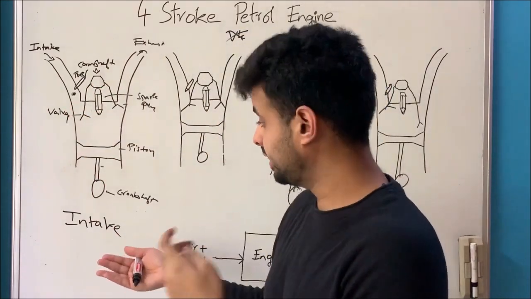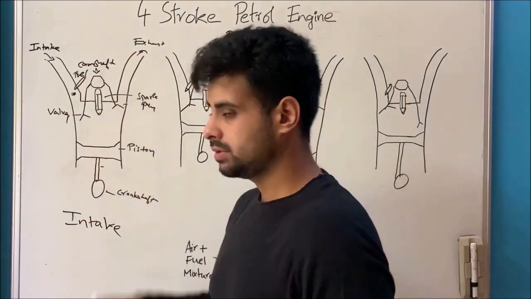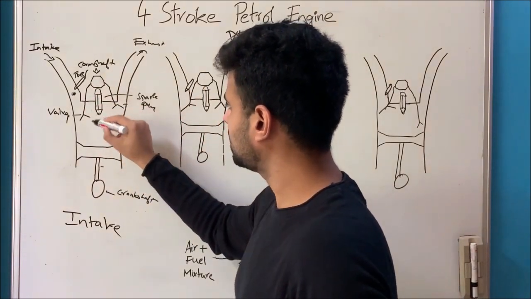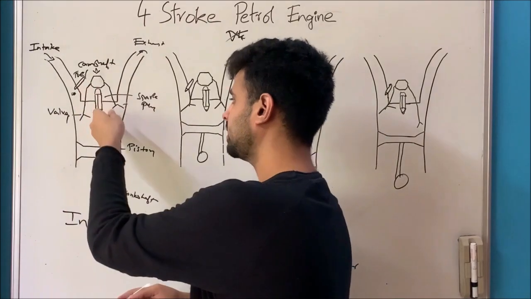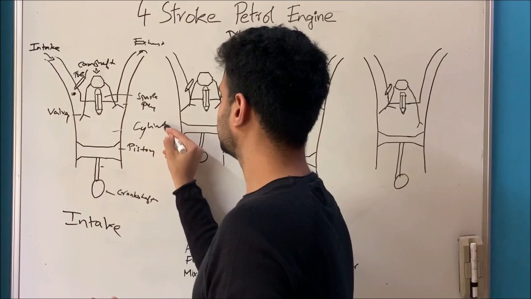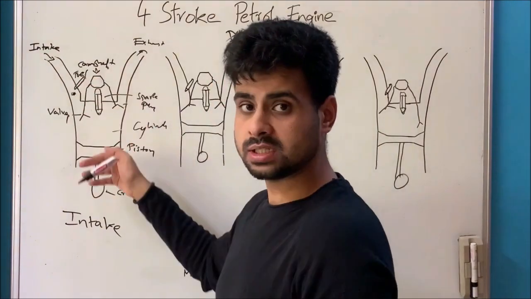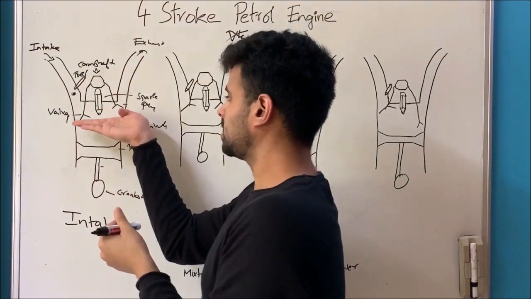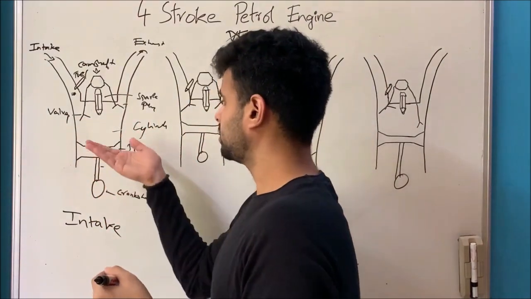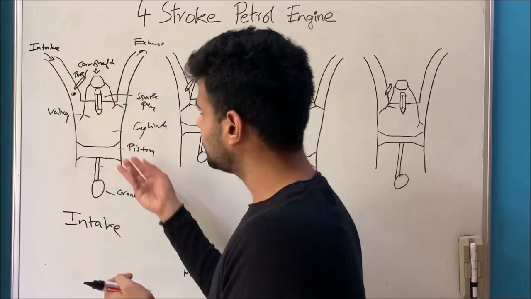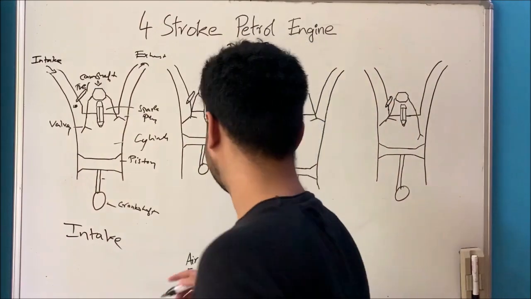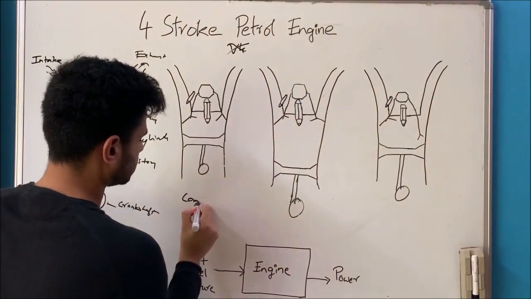So for the intake stroke, first stroke, this does that. The valve opens, this is closed, so air-fuel mixture comes into here. So we've got the air-fuel mixture filling this cylinder here. When the air-fuel mixture fills the cylinder, the piston that was here goes down. So that's the first stroke, which means intake, taking in the air-fuel mixture and pushing the piston down. Second stroke is called the compression stroke.